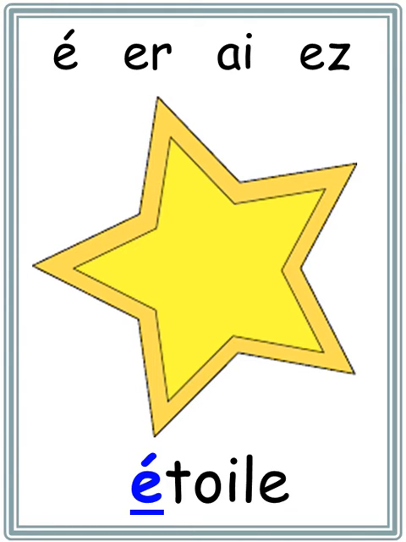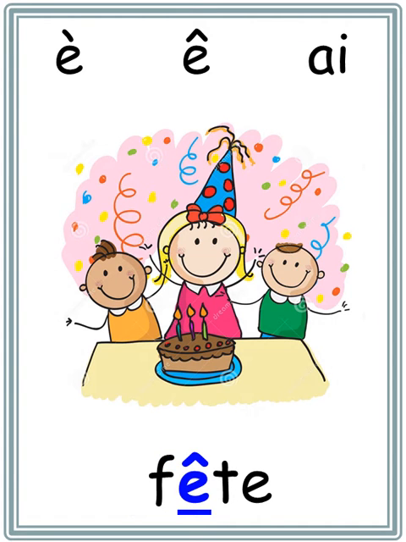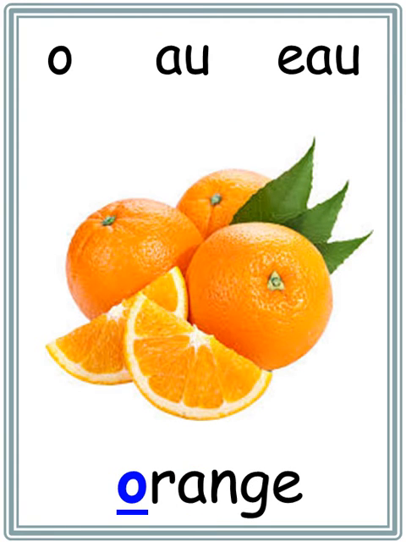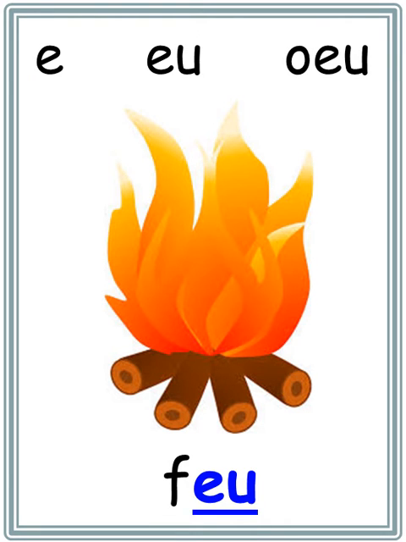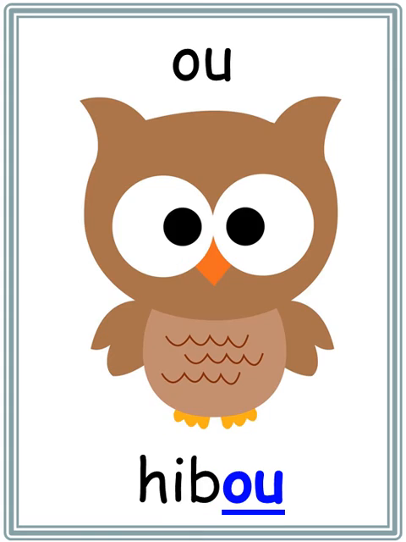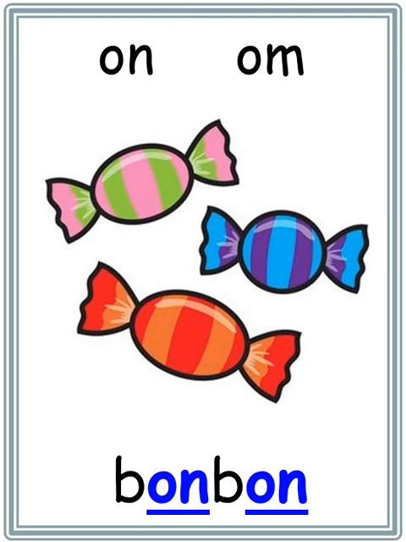So first we have the sound A, like A12. F, like fat. O, like orange. E, like f. U, like ibu. On, like bonbon. With this one, we want to remind students that when they're making the sound, their mouth should be in the shape of an O, as opposed to the next sound.